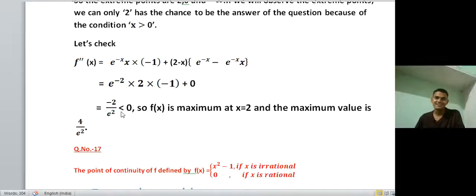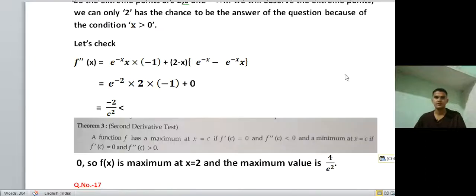Okay. So this is 2 by 2.718. So it is a negative number, and it is less than 0. So as this is less than 0, you can see the definition. Please see the definition. f is maximum at x is equal to c if f dash c is equal to 0.